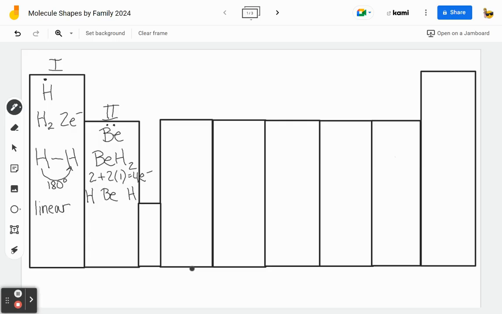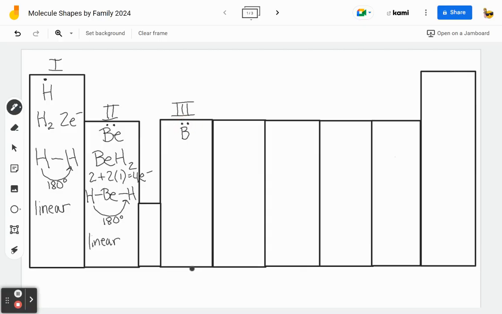The next step is to bond them. Each dash I draw represents a bonding pair, so this is 2, 4, I'm done. 180 degrees. And this is also linear. We have one more exception before we get to the normal molecules, and that's family 3. Family 3 has boron, aluminum, gallium. We're really just talking about boron because aluminum and gallium act like metals. So boron's another one. That's an exception.